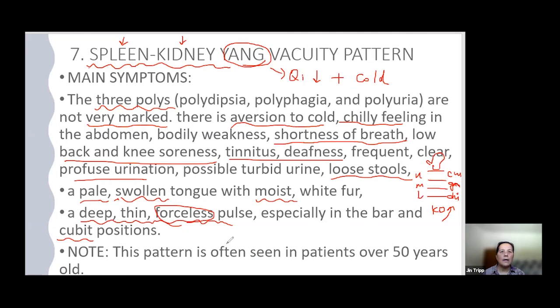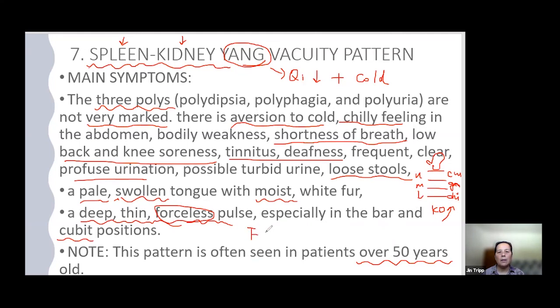So we say this pattern usually happens in aging people. We're talking about over 50 years old. So for TCM, we have a different time cycle relationship with body functions.